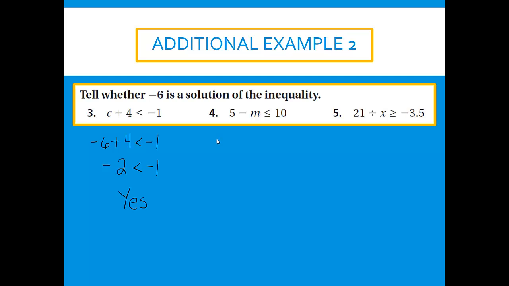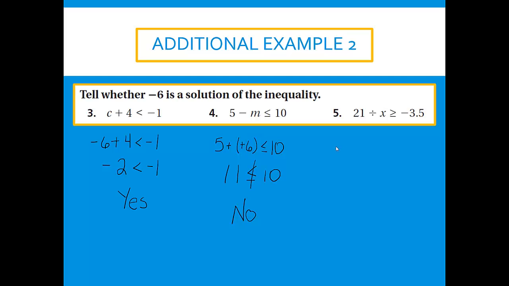For number 4, I have 5 minus m is less than or equal to 10. So I have 5 minus, and m would be -6, is less than or equal to 10. 5 minus -6 would be 5 plus positive 6, which would be 11. So I have 11 is less than or equal to 10. 11 is not less than or equal to 10, so this would be no.